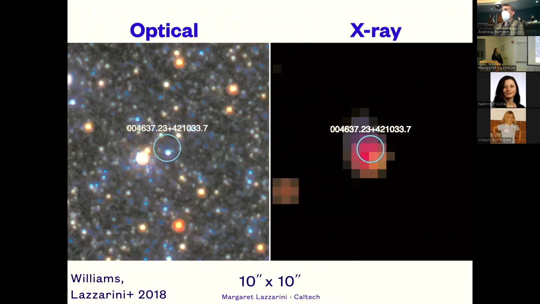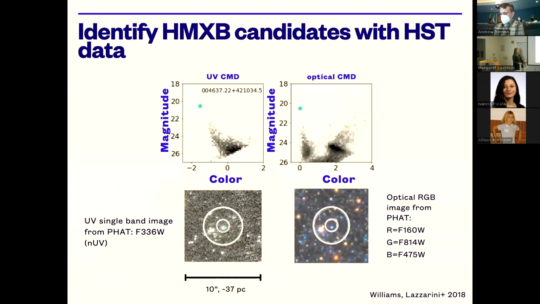We do look through by eye because there's not that many of these X-ray sources, but we use a combination of color and magnitude cuts along with that spatial correlation to identify our best HMXB candidates. One criterion is that they have to be UV bright, because we expect they're massive stars, so they're going to be UV bright. I'm showing you here that same star.